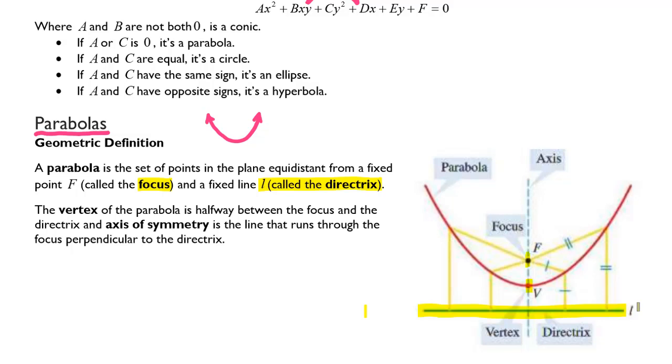The vertex of the parabola is halfway between the focus and the directrix, and the axis of symmetry is a line that runs through the focus perpendicular to the directrix. So if I were to define this, I could say there's a little right angle between the axis of symmetry and the directrix here.